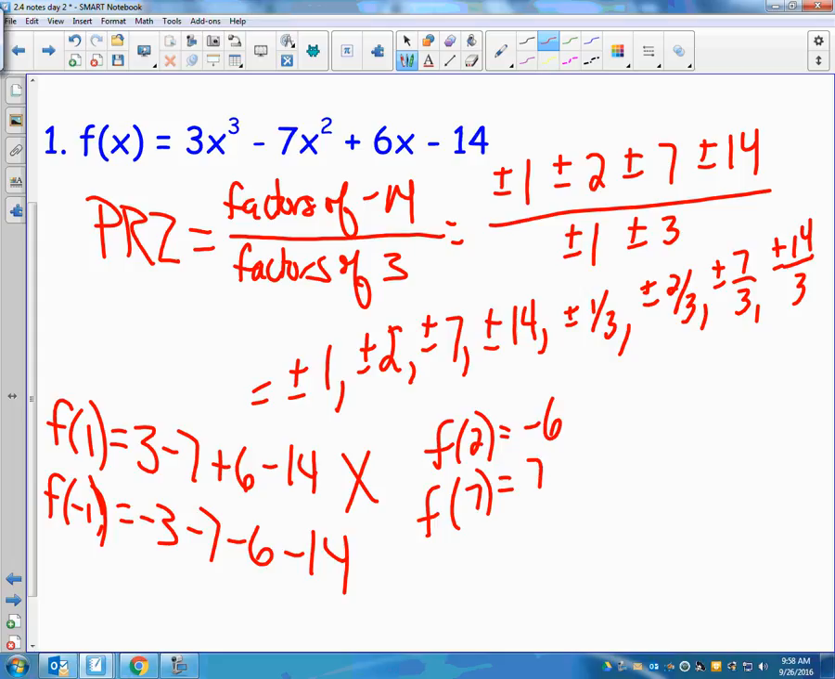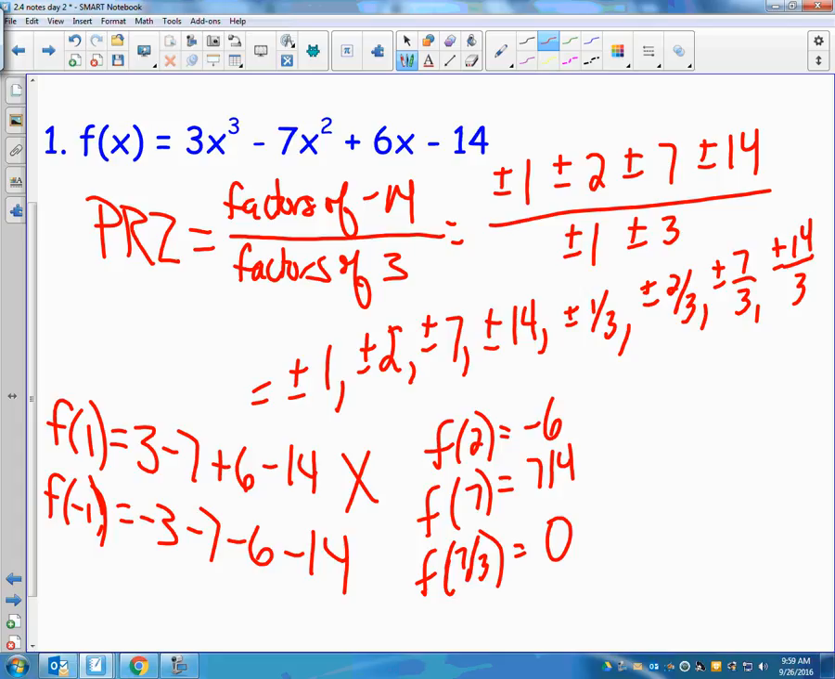Oh, and this was 714. Since 714, I'm not checking 14. So I'm gonna check 1/3. Okay, I'll check 7/3. You just do parentheses, and then you can just type your fraction in. -7 times 7/3 squared plus 6 times 7/3 minus 14. We definitely do not get a 0. Or 1/3. We get -12.6.